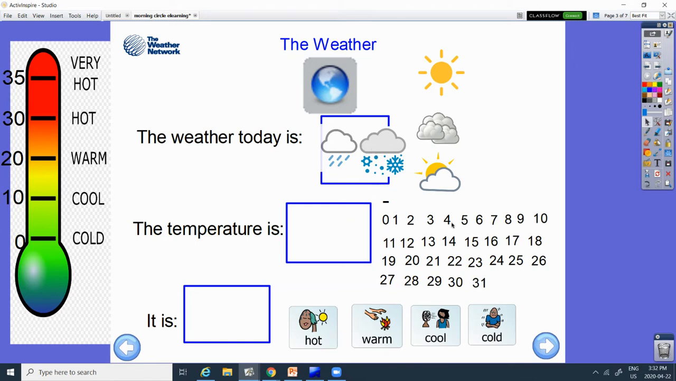And it says 4 degrees. 1, 2, 3, 4. 4 degrees. And you know what? 4 degrees is pretty close to cold. So we are going to say it's cold. Wear your coat, your hat, your scarf. Okay.